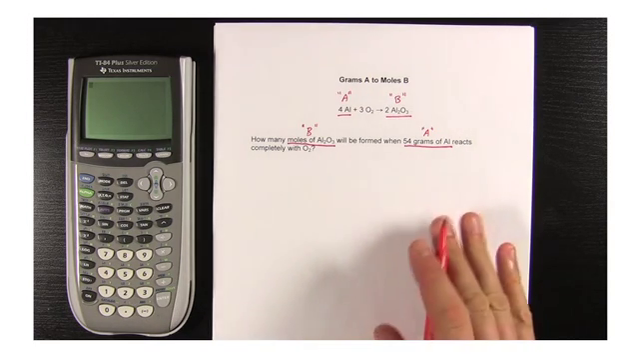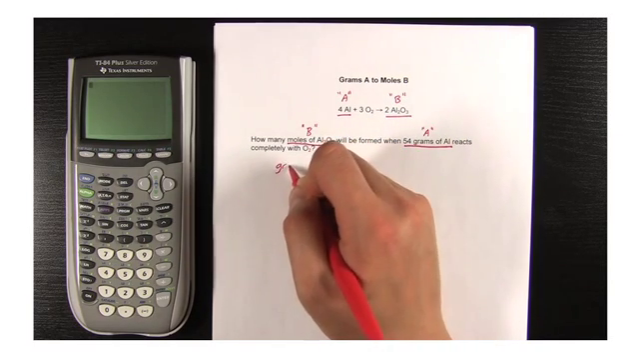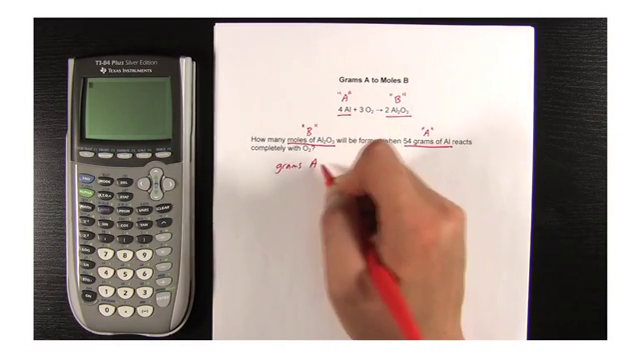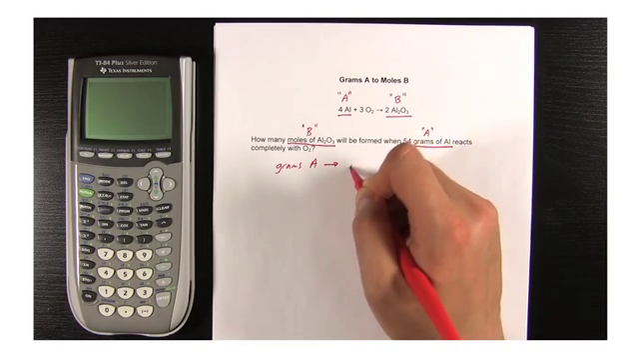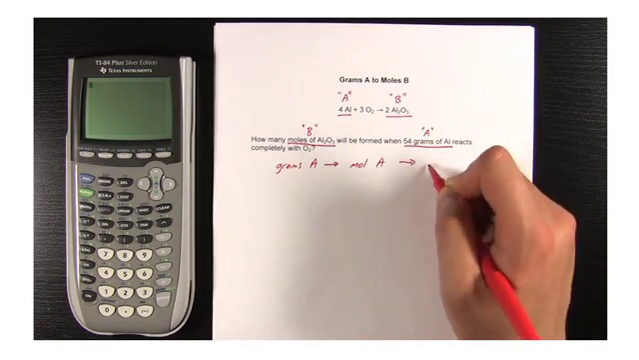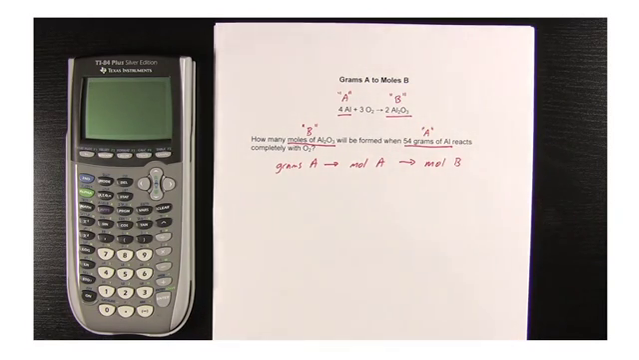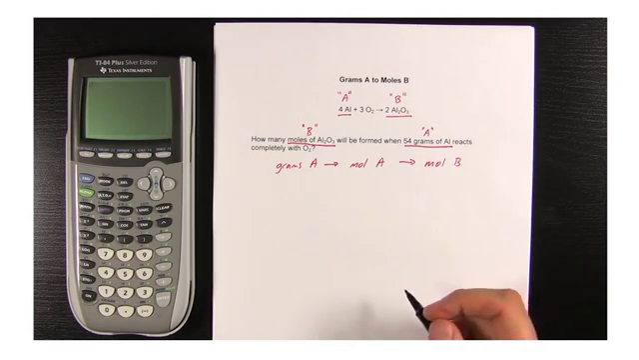Now, the general plan for how we're going to solve this is as follows. We're going to start with grams of substance A. Using the periodic table, we'll convert that into moles of A, and then from there, we'll use the chemical equation to go into moles of B. And that's how we do this. So, I'm going to switch pens, and let's get started here.